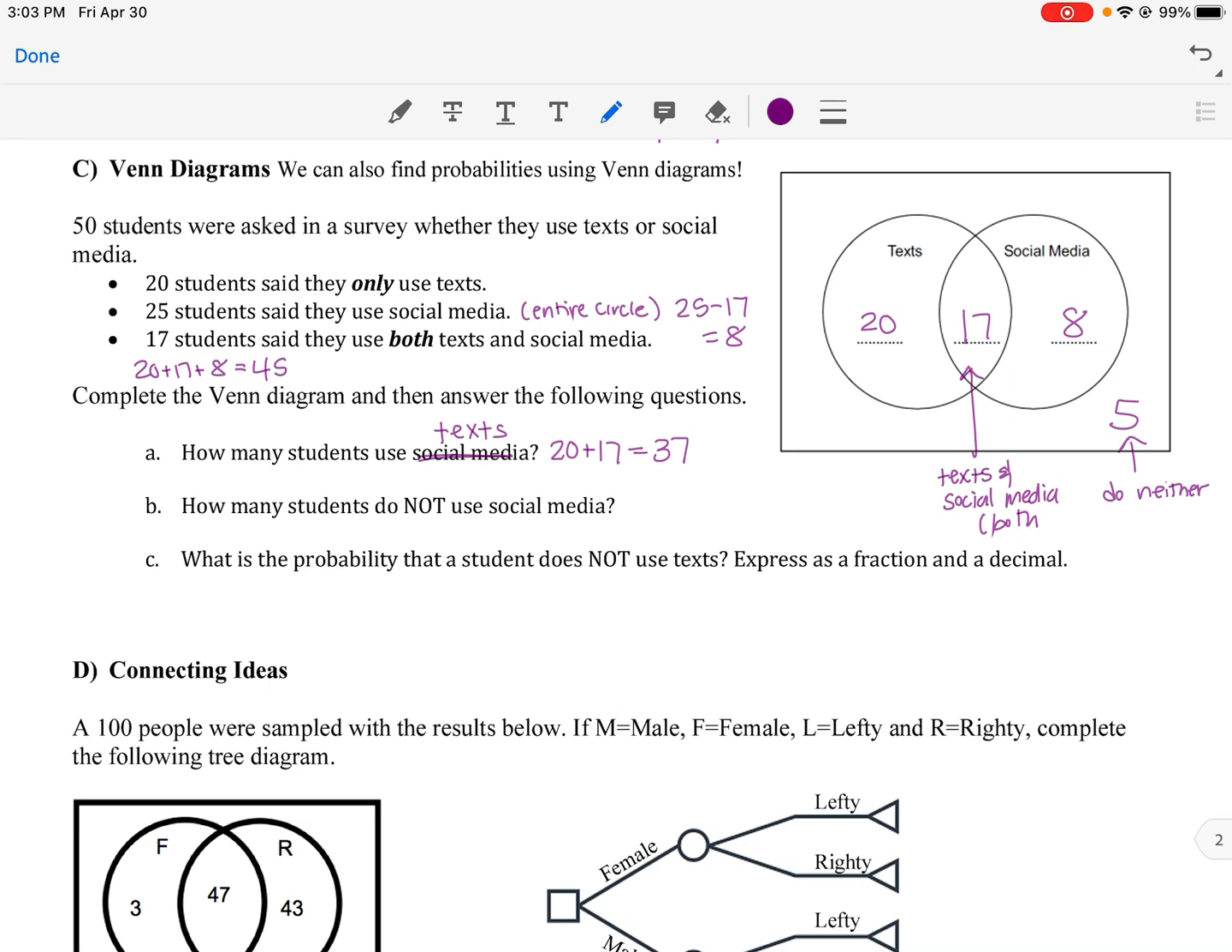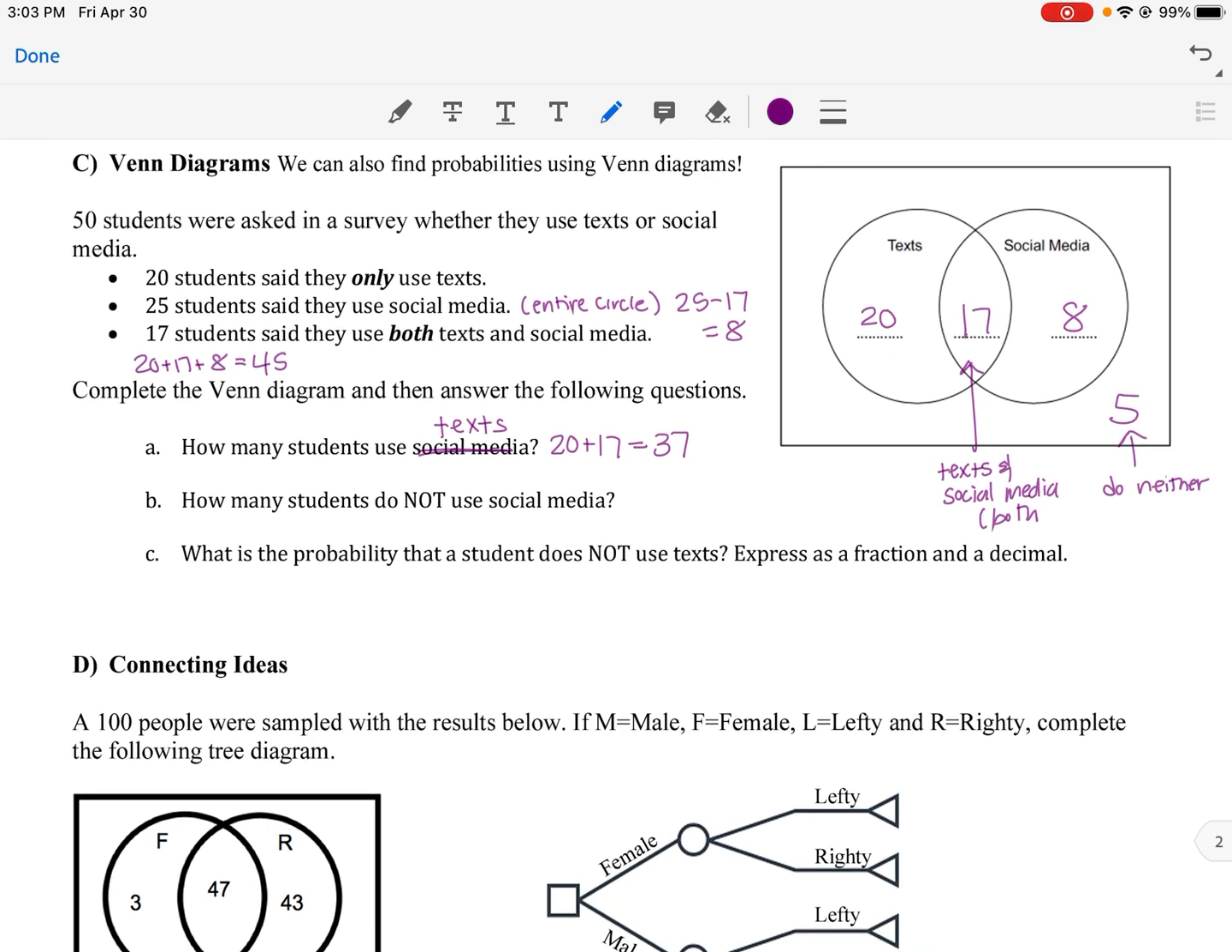If we talk about students who do not use social media, we're talking about anyone who's not in that circle. So we've got 20 who are outside that circle plus another 5. So we get 25 students who do not use social media.